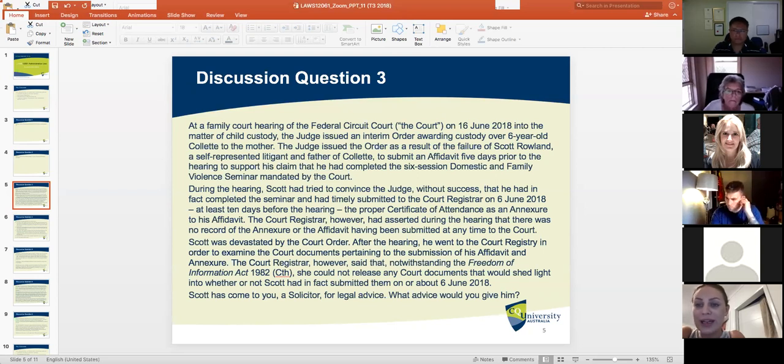Scott was devastated by the court order. After the hearing, he went to the court registry in order to examine the court documents pertaining to the submission of his affidavit and annexure. The court registrar, however, said that notwithstanding the Freedom of Information Act, she could not release any court documents that would shed light into whether or not Scott had in fact submitted them on or about 6 June 2018. Scott has come to you, a solicitor, for legal advice. What advice would you give him?